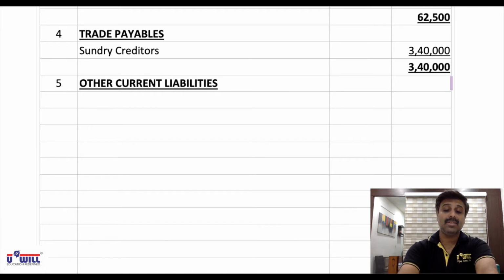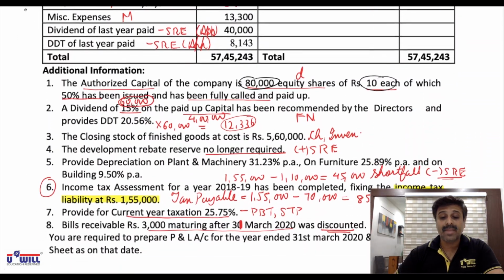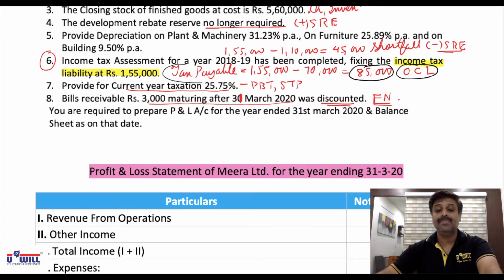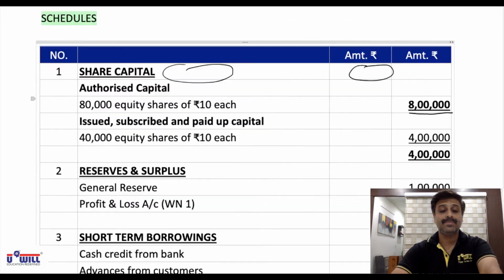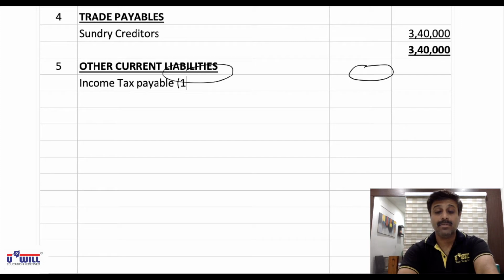Okay, we don't have other current liabilities in this question. Do we have any item marked as OCL, other current liability on the credit side of trial balance or adjustments? Okay, we do have income tax payable of 85,000. We have to write in other current liabilities. One adjustment is there. So all of you do write down other current liabilities. In that we will write income tax payable, as we obtained 1,55,000 minus we paid advance tax of 70,000. So 85,000 is our other current liability, income tax payable. I hope everyone is clear with this.